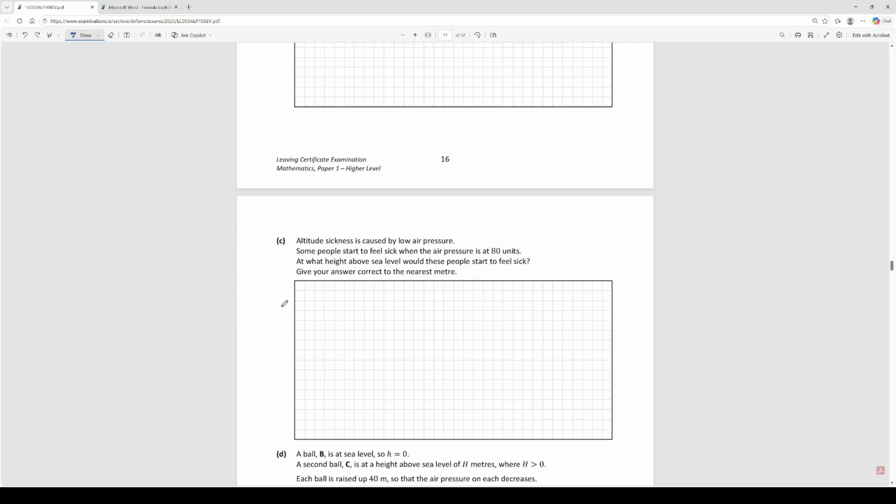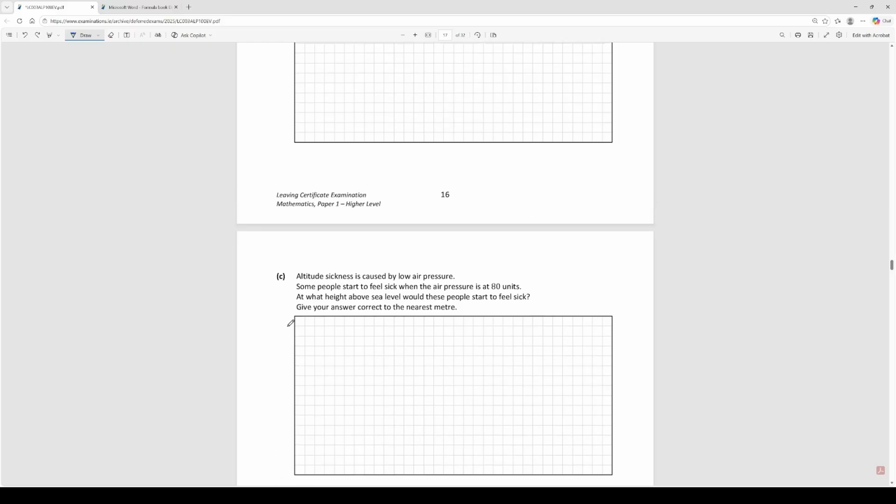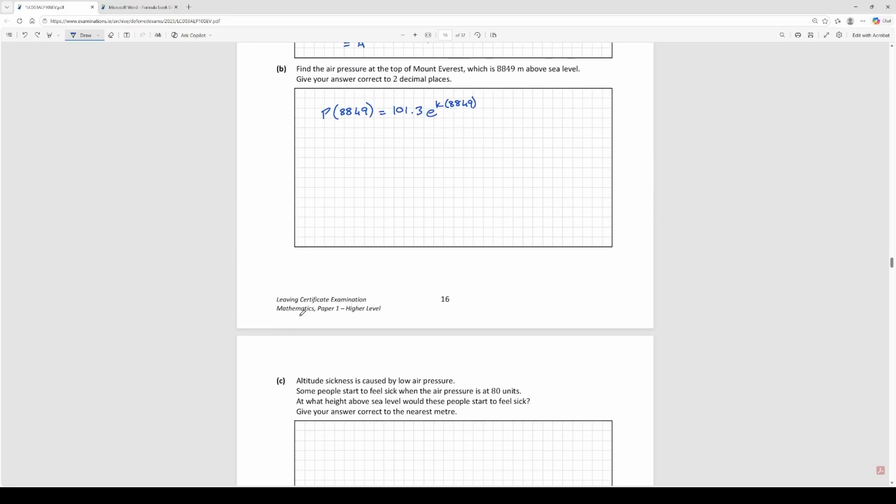Altitude sickness is caused by low air pressure. Some people start to feel sick when air pressure is at 80 units. At what height above sea level would these people start to feel sick? Gross, right? So they're asking us what would H have to be. So it would be 101.3 e to the power of k, which if I remember was ln of 0.88 over 1,000. That's all still in the power, right? And then I'd multiply it by h, because we don't know what h is in this scenario.